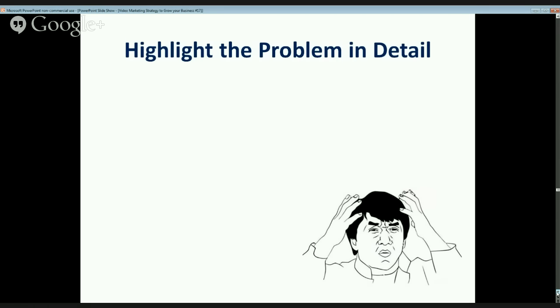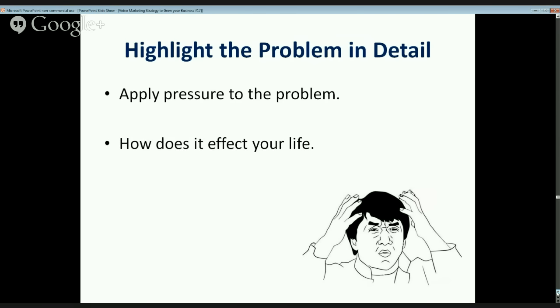And now you really want to highlight the problem in detail. This is where you really want to dig in there. Apply pressure to the problem. Let them know how much of a problem it really is. The reason you do that is because people sometimes try and dismiss the problem or make it less of a problem than it really is. Yeah, my shoulder's in pain, but you know it's okay, I can sleep all right at night. You want to get in there and really highlight that problem. Let them be fully aware of how much it's affecting their life.